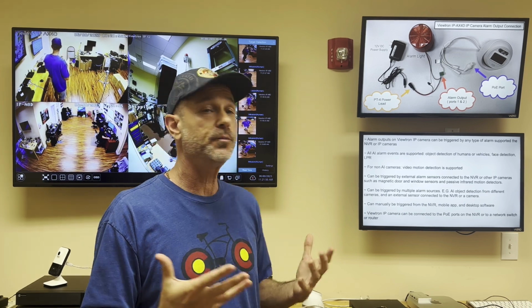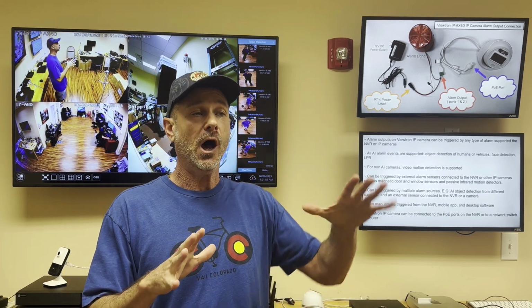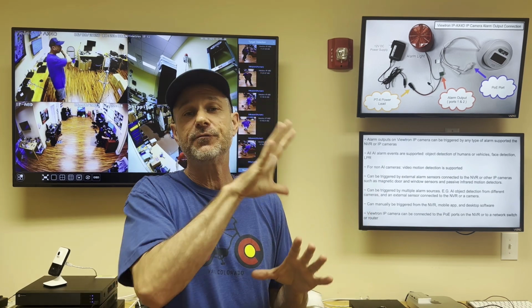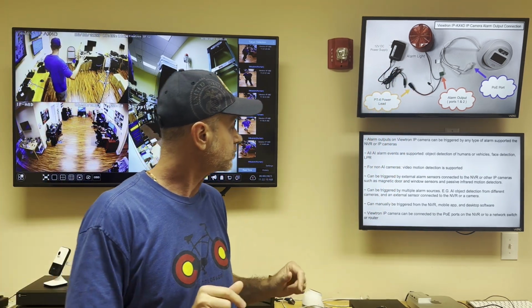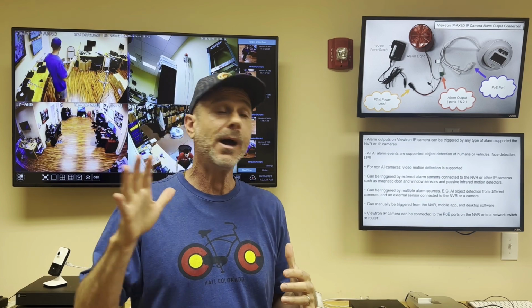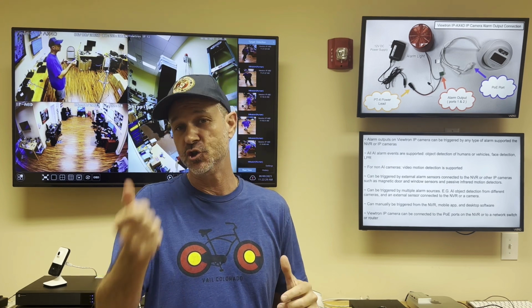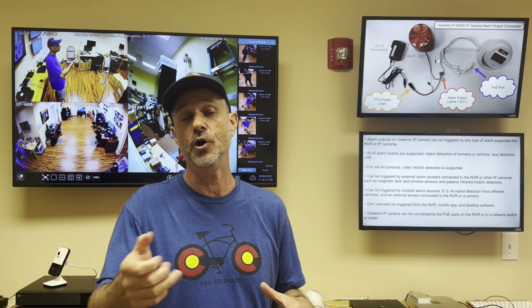These can be triggered from multiple sources, so you can configure 5 different cameras that have either motion detection or AI object detection or any of those alarms that I mentioned. Any of them can trigger the output, so you're not limited to just a one-to-one mapping. You can have multiple alarms triggering the output on the camera. Last, these alarm outputs can be manually triggered from the NVR, from the mobile app and the desktop software by pressing a button and just turning the alarm relay output on and off.